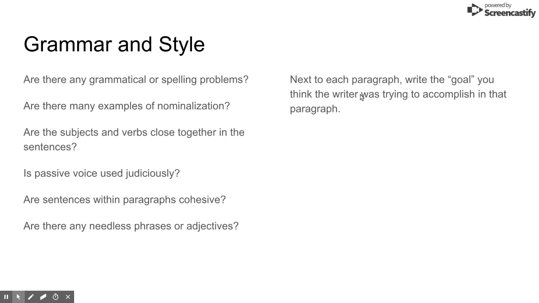And then this is a really good thing that I add to my peer review forms. I don't know that I've seen other people do it, but I like to ask students, next to each paragraph, to write the goal they think the writer is trying to accomplish in that paragraph. If you can do that, that actually says something about their cohesion. It's a good test for cohesion.